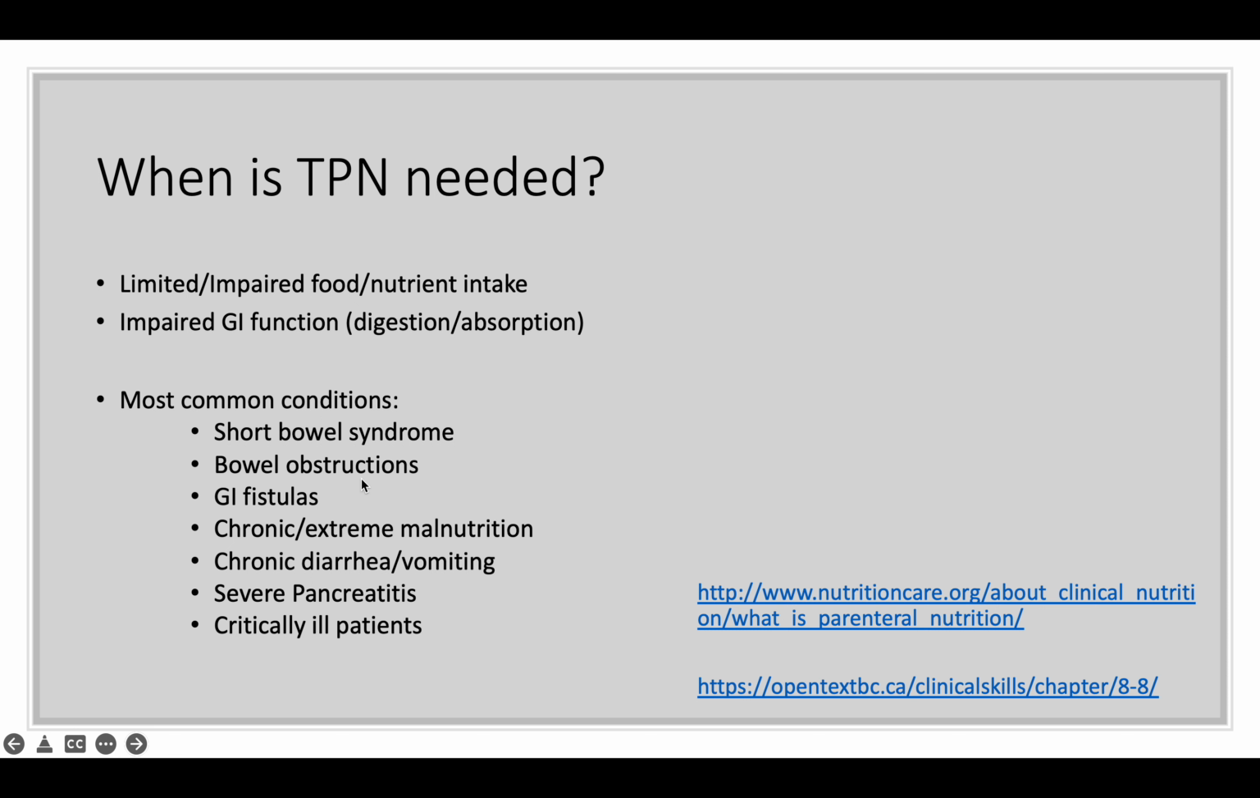Bowel obstructions are a big one. Fistulas, extreme malnutrition, chronic diarrhea, and vomiting. That usually takes a lot of place in chemotherapy patients, who will probably need TPN because it's causing some GI issues from all the chemotherapeutic drugs they're on. Severe pancreatitis, and critically ill patients.